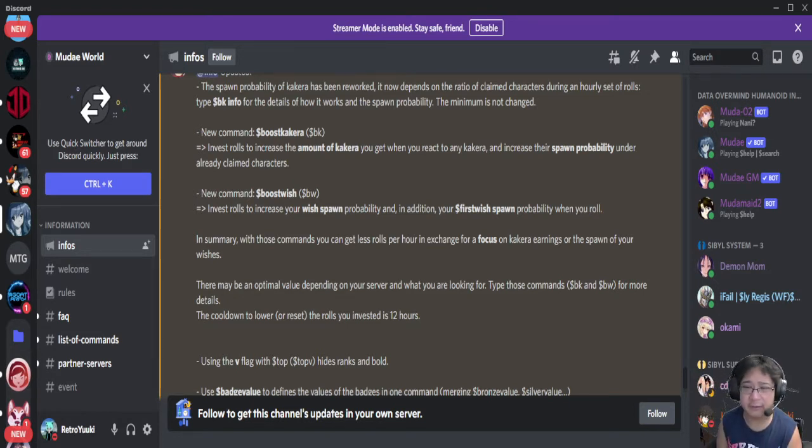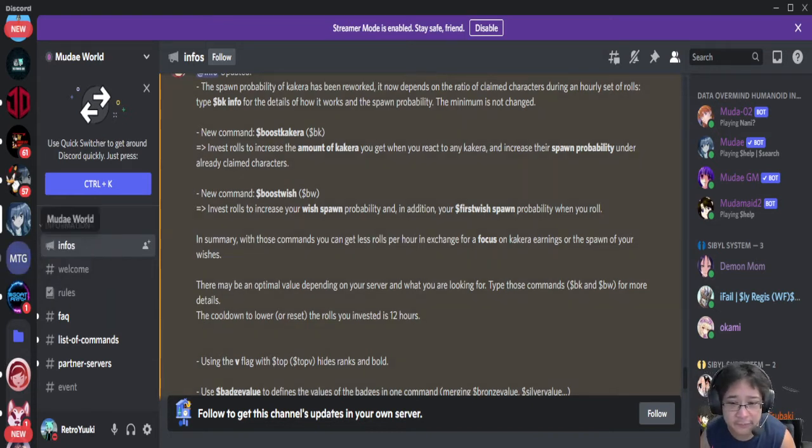Last night at around 5:24 a.m. yesterday morning, a new update for the Mudae bot came out, and this one is kind of interesting. It's about boosting Kakera, but it's not your typical update where it's on your total rolls. It has something to do with your Kakera loots. So let's take a look at what we have for today.